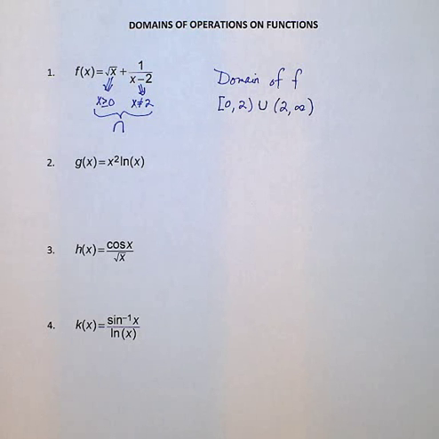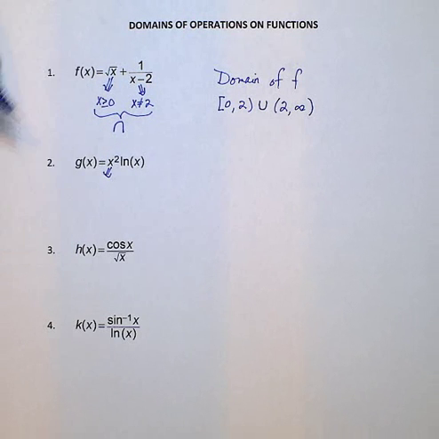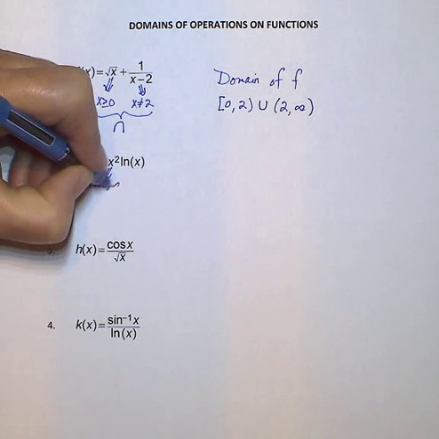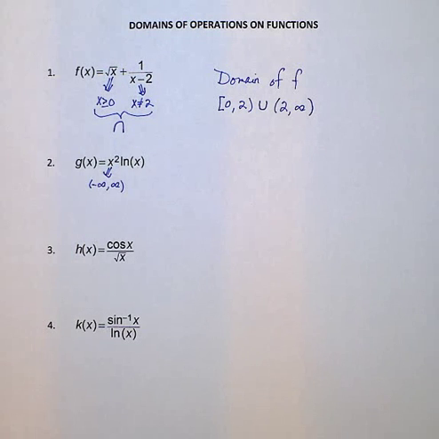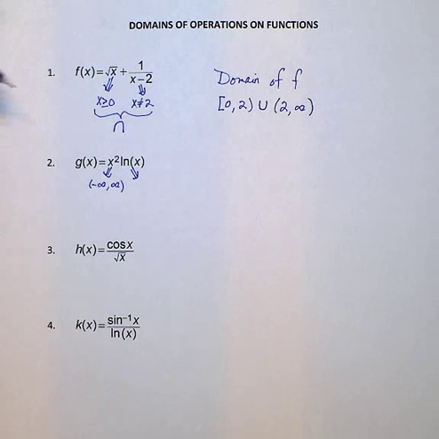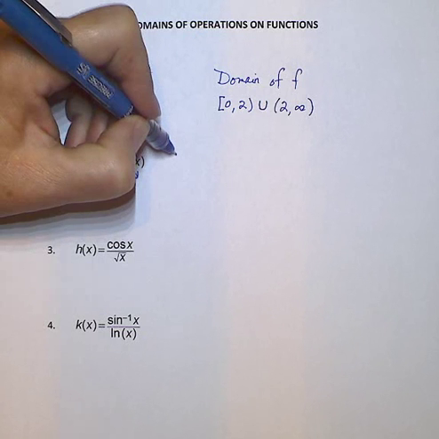Our second example is a product of two functions, x squared times ln of x. So x squared is just a polynomial. Its domain is all real numbers. I'll write that in interval notation, the interval from negative infinity to infinity. And that's being multiplied by ln of x. That's the natural log function. We might be a little bit fuzzier on what the natural log function has for its domain.